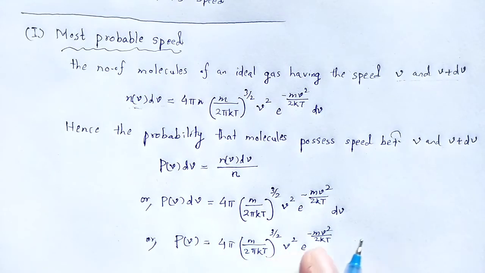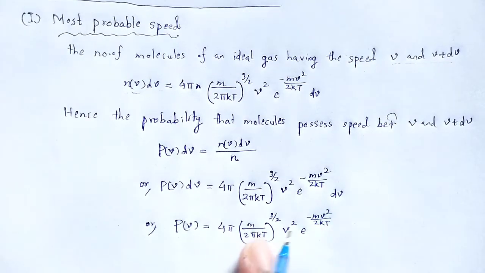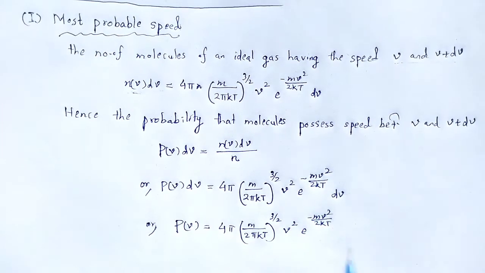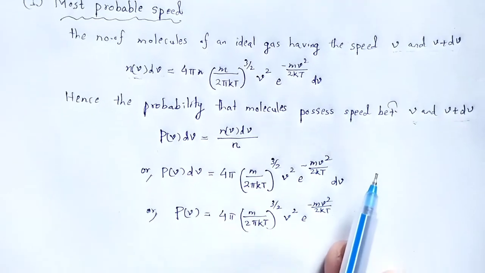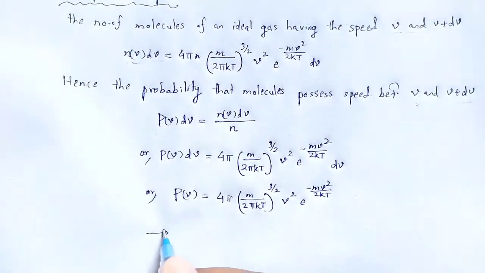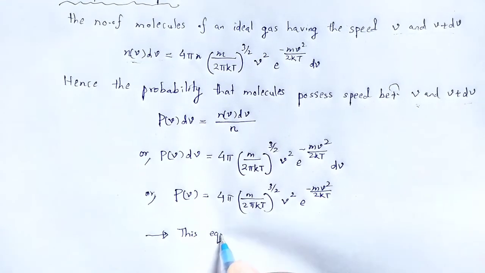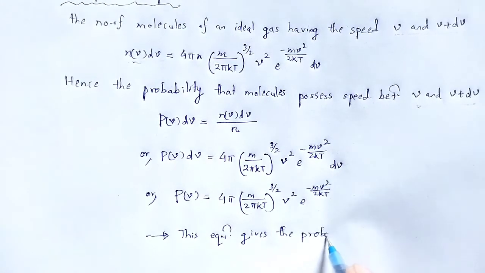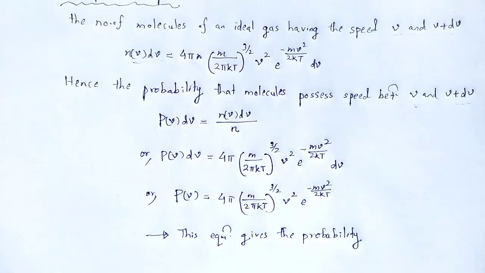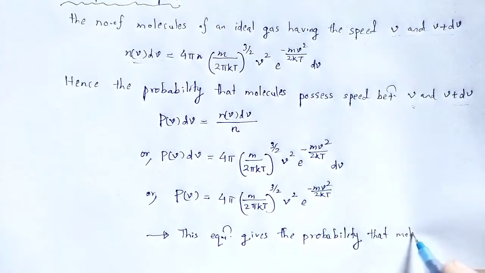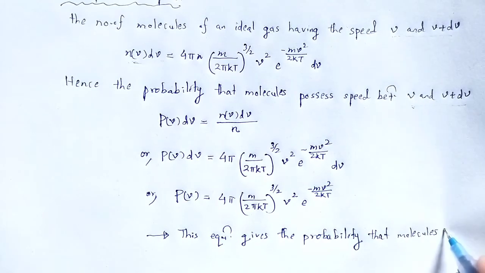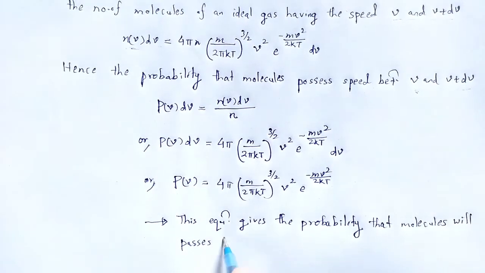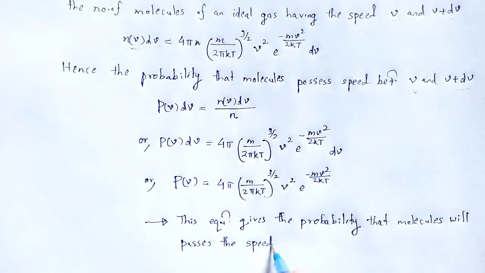What exactly does that equation give? This equation gives the probability that molecules will possess the speed v in that speed range.